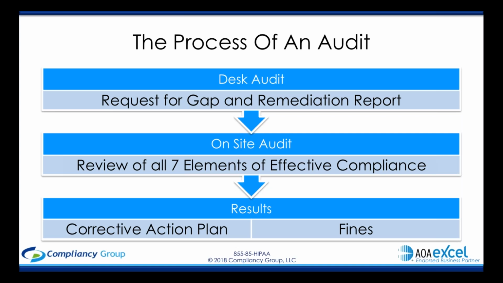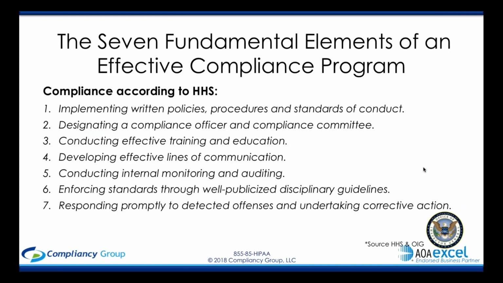This is one of the areas we see as very common failures for folks when they get audited. Now, next up, let's talk about what those 7 fundamental elements I referred to are. This is the federal guidance. HHS, Health and Human Services, that's the HIPAA police, and the OIG, the Office of Inspector General. These are where auditors come from, and they got together.